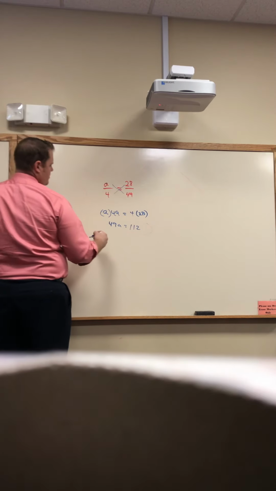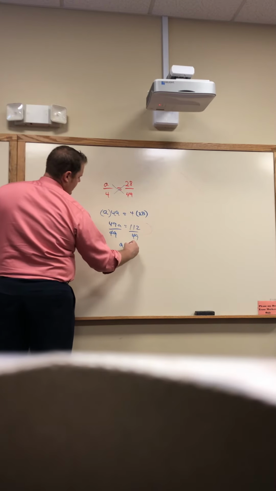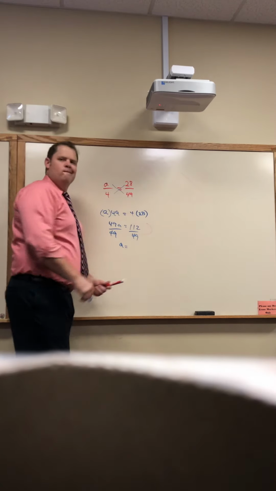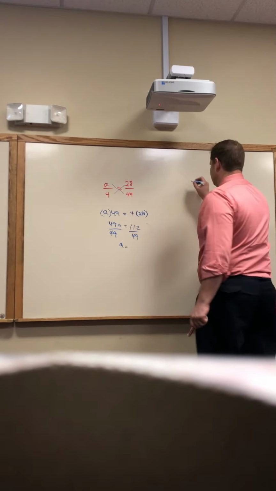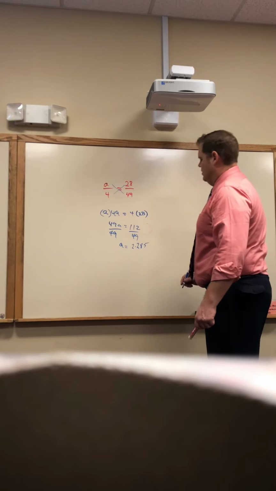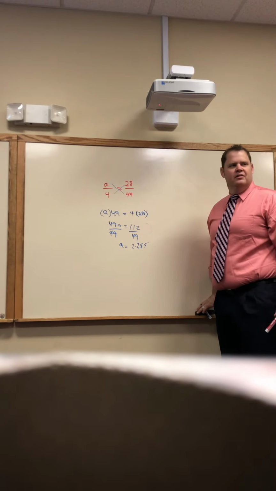112 divided by 49. A equals what? Do that math in your head real fast. 2.285? 2.2? I got 40.